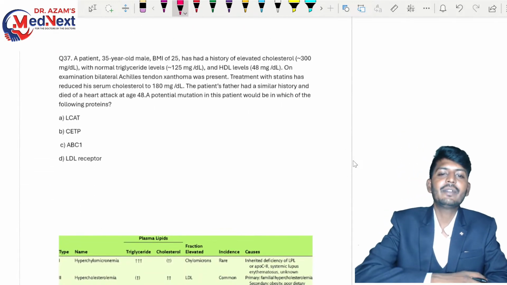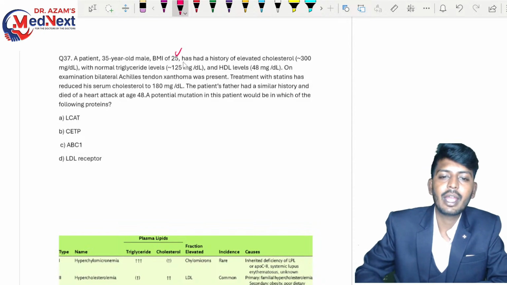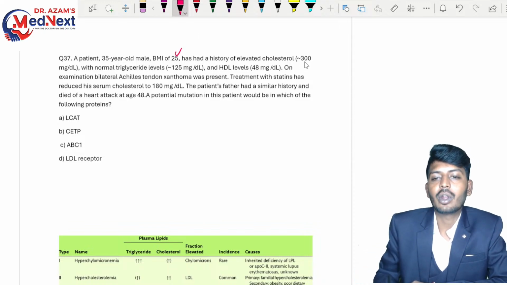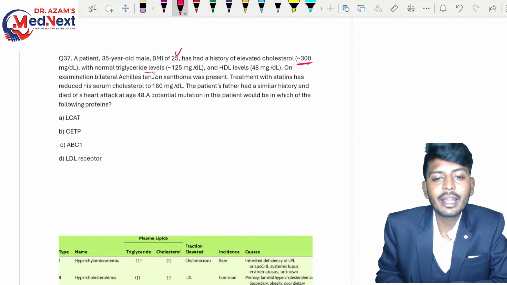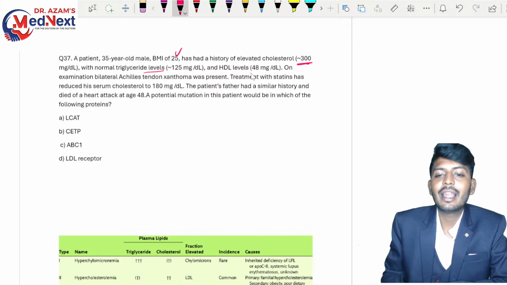All right. A patient with a BMI of 25 has had a history of elevated cholesterol. Cholesterol देखो 300, 300 is very high, with a normal triglyceride level, and HDL level has been reduced.